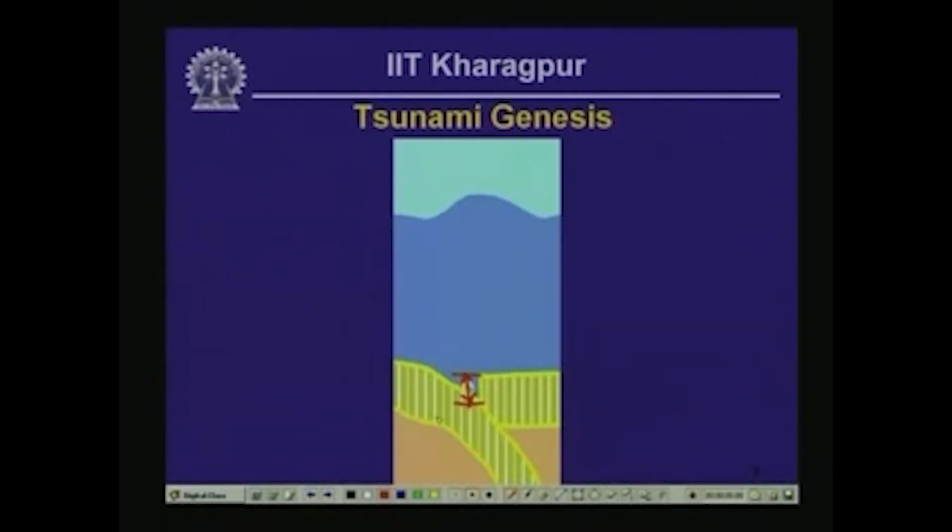Now such movement is not confined within a narrow zone, it could be confined over a rather wide region, and depending on the geometry or the footprint of the seafloor disturbance, the lateral extent of water which is going to get lifted upward is going to vary, and this is one of the factors that controls the wavelength associated with the water wave generated because of such crustal movements.